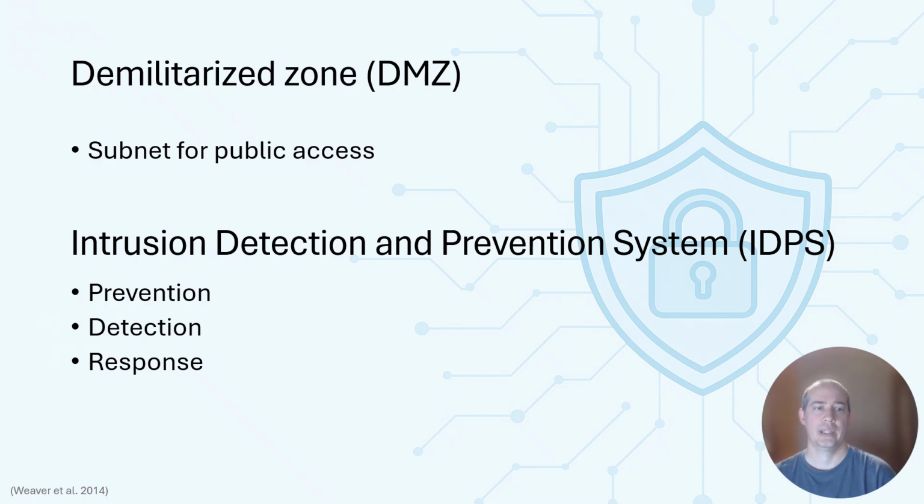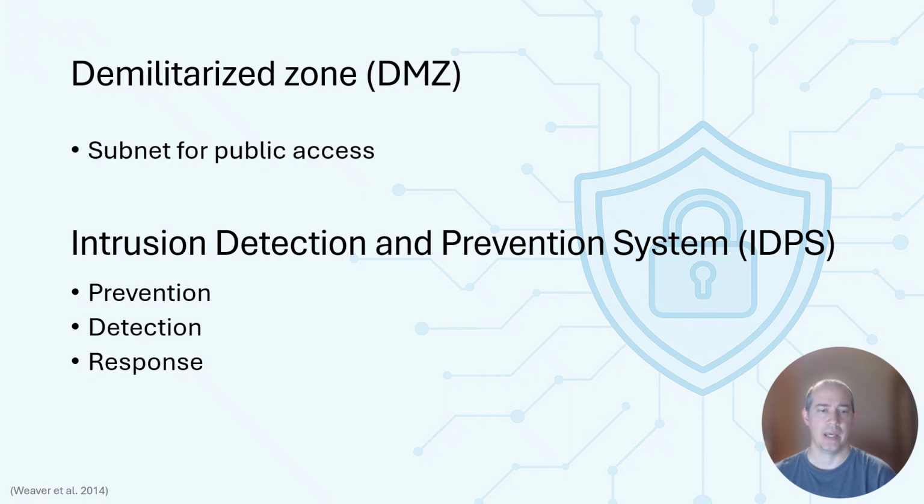We can also put in a demilitarized zone as a layer, basically a subnet for public access separate from the internal network. That's usually behind a firewall as well, but it just gives public access to a service network, so outsiders can't get to the internal systems that you want to keep locked down.